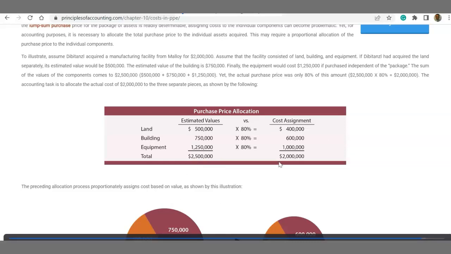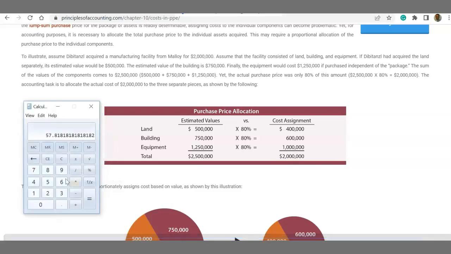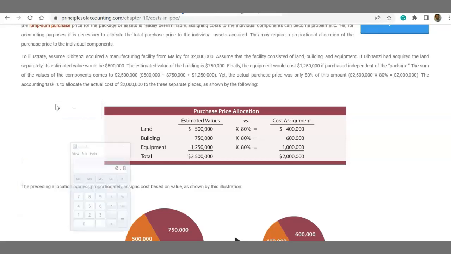So, okay, but you paid how much? You paid $2 million. So if you use your calculator, 2 million divided by 2.5 million gives me 80% weight. So everything is based on 80%. So 80% of 500, the cost in the land T account will be $400,000. So you debit land for $400,000.